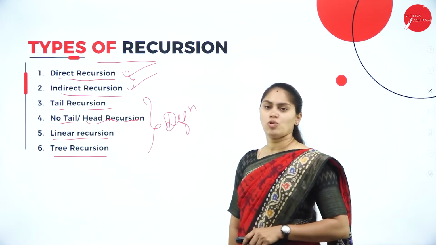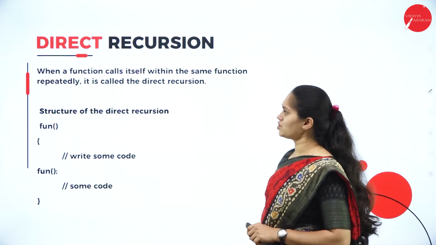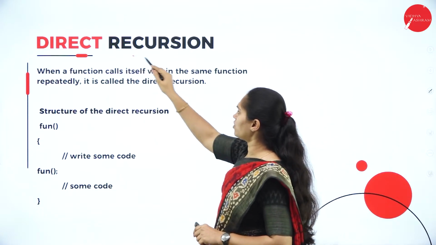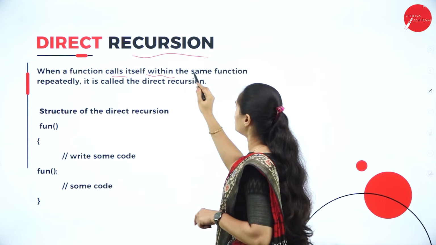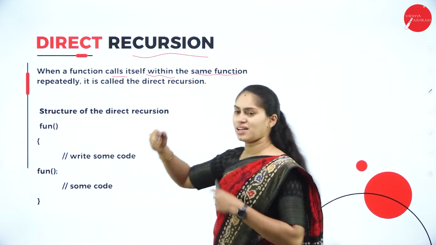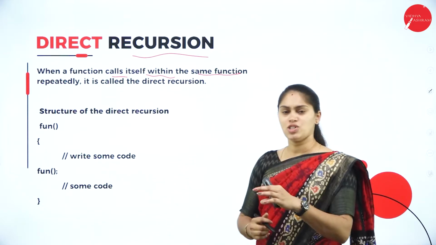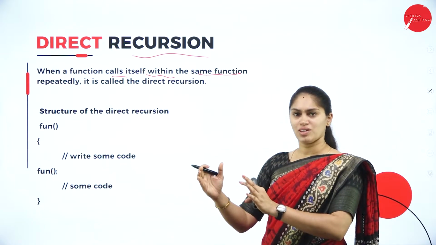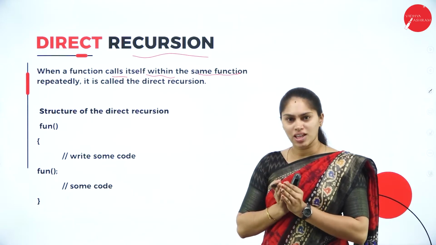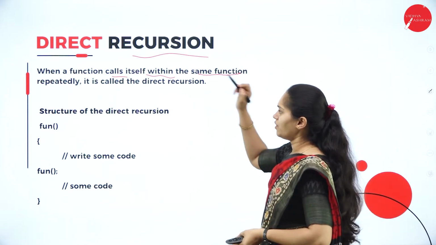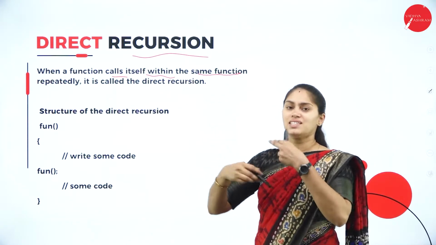So now we'll see what direct recursion is all about. What is the definition of direct recursion? When a function calls itself within the same function repeatedly. I already showed you how the calling and called function work. But here the calling and called function are both merged together, right? So, when a function calls itself within the same function.